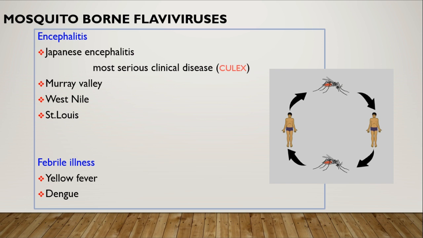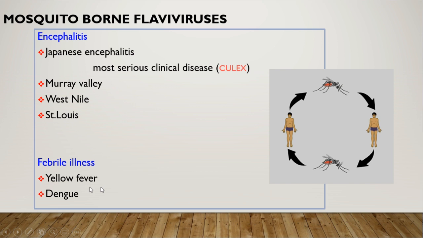Right, the common mosquito-borne flaviviral diseases which can cause encephalitis include Japanese encephalitis, which is the most serious clinical disease, caused by Culex mosquitoes. So, mosquito-borne flavivirus can cause different varieties of encephalitis. The common one will be Japanese encephalitis. Of course, this has some connection with the geographical area where it was identified for the first time. Other examples include Murray Valley fever, West Nile disease, and St. Louis viral disease, and all of them come under the mosquito-borne flavivirus family, which can cause encephalitis kind of condition.